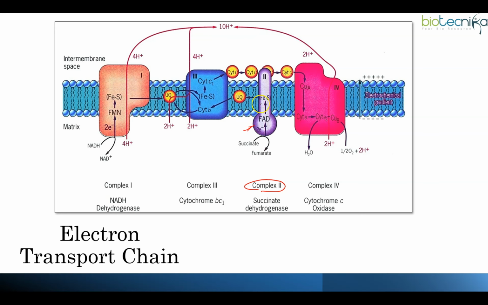Otherwise it would have been NADH only. Just because it is present in this enzyme complex, that is why here the electrons are accepted by FAD. So FADH2 directly gives the electrons to ubiquinone, the mobile carrier, and ubiquinone gives it to complex 3, to cytochrome C, and cytochrome C to complex 4.